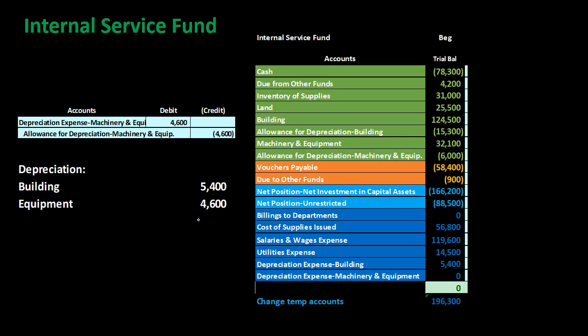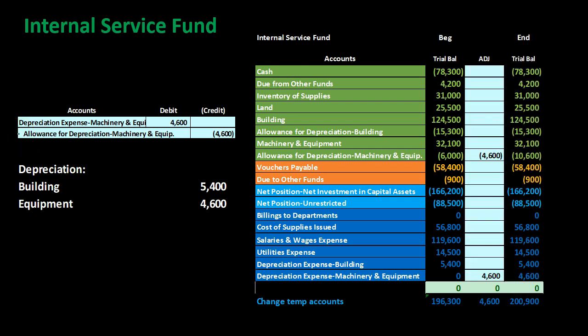Then we have the same thing for the equipment, depreciation expense, and the credit to the allowance. So once again, depreciation expense going up in the debit direction, the credit going up in the credit direction. As the credit goes up for the allowance, the book value then goes down.